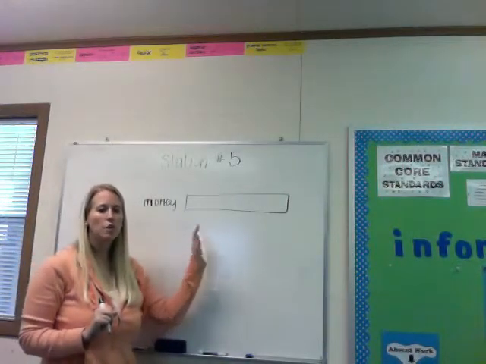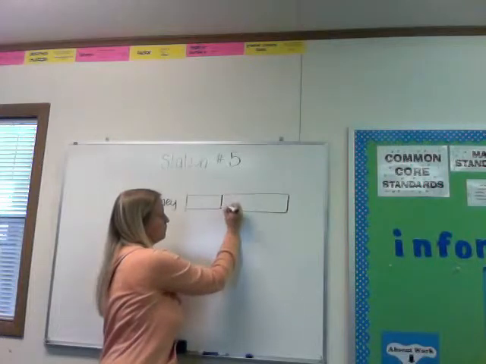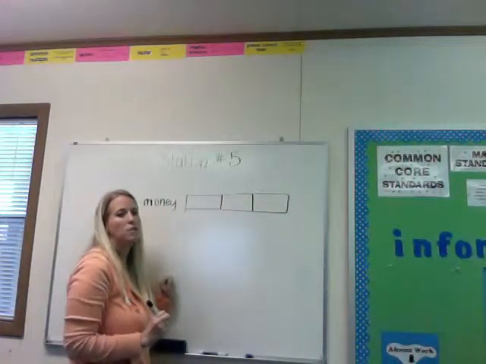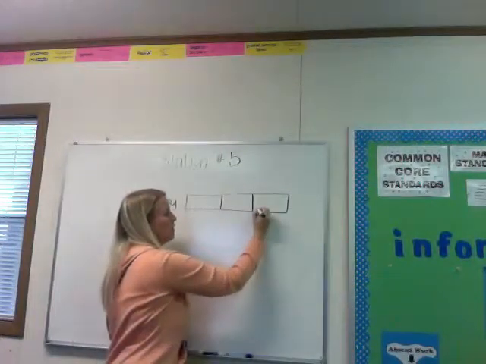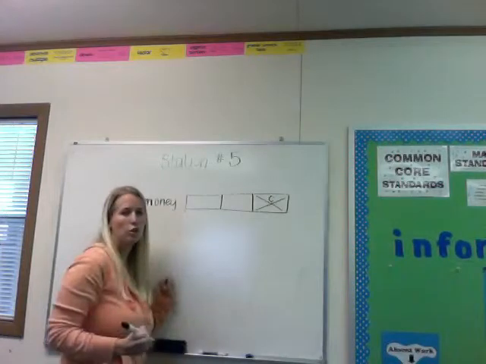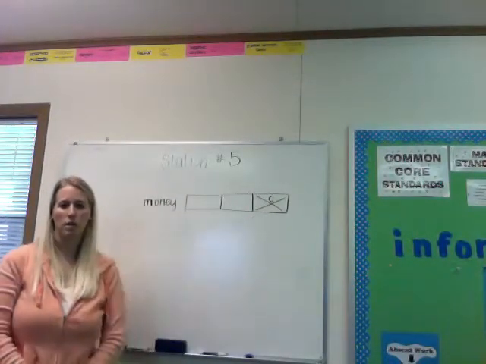So I'm going to first take my bar and I'm going to split it into thirds. One of these thirds I'm going to cross off, and I'm going to put a C inside it for clothing. She spends all of this money right here on clothing.